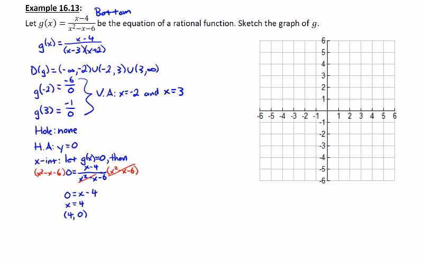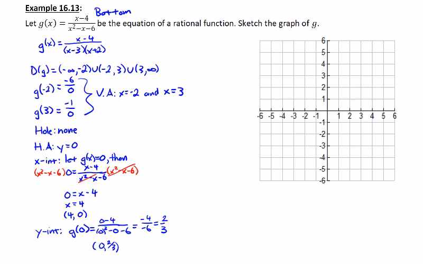Your y-intercept calculation can be done similarly. For your y-intercept, we're going to be looking for g of 0. Well, what's going to happen if we actually plug in 0 for the x's? So that's going to be 0 minus 4 over 0 squared minus 0 minus 6, which is going to be negative 4 over negative 6, and that will reduce to 2/3. So the y-intercept is located at (0, 2/3).